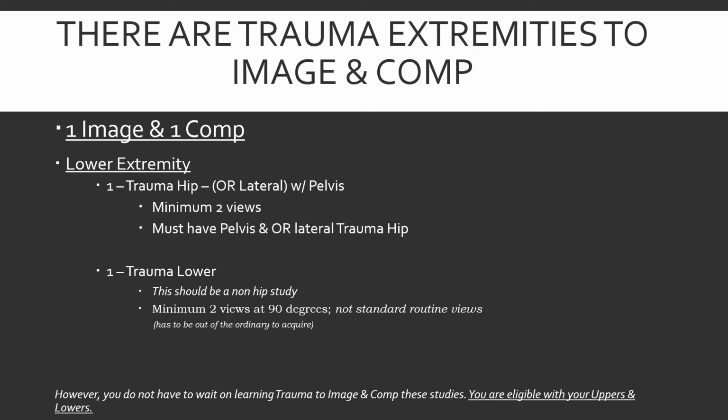Lower extremity. 1 trauma hip, which includes an OR lateral with a pelvis. Minimum of 2 views, must have a pelvis, and must have an OR lateral trauma hip. 1 trauma lower extremity. This should be a non-hip study. It should be a minimum of 2 views at 90 degrees to each other, not standard routine views. So maybe an AP or a cross-table lateral. So you do not have to wait until learning these in trauma to image and comp these studies. You were already eligible when you learned your upper and lowers.